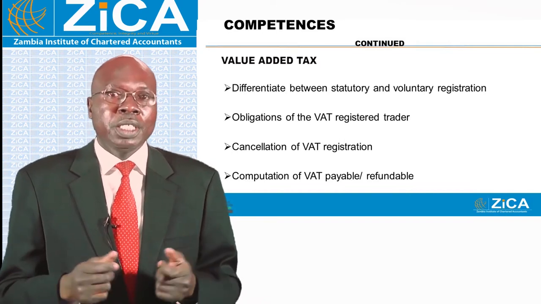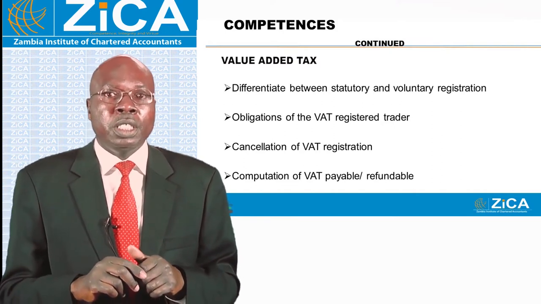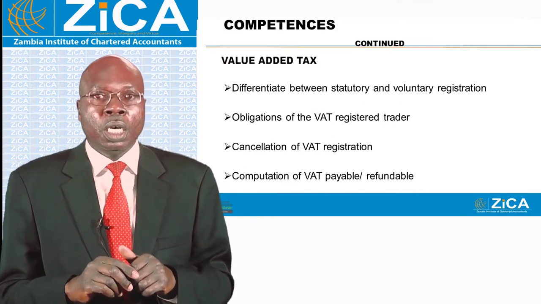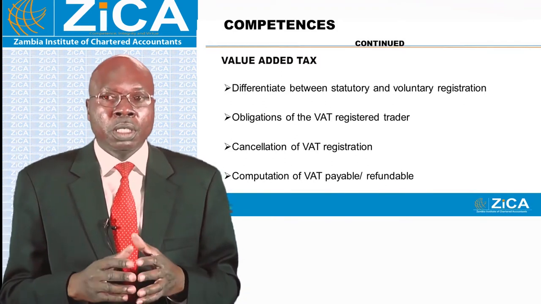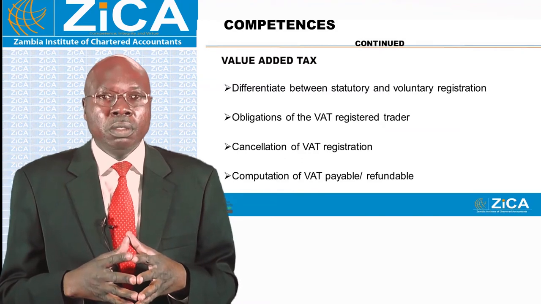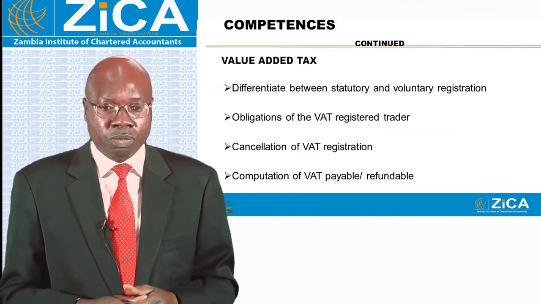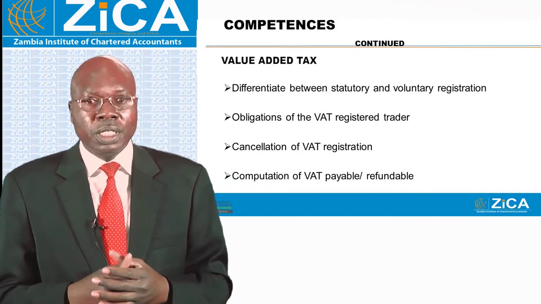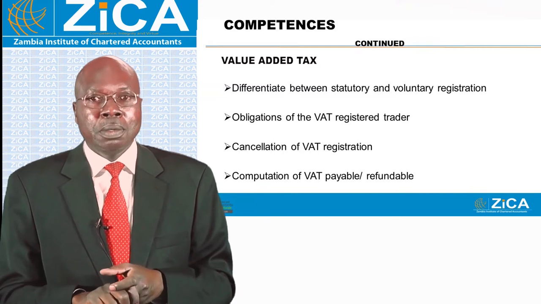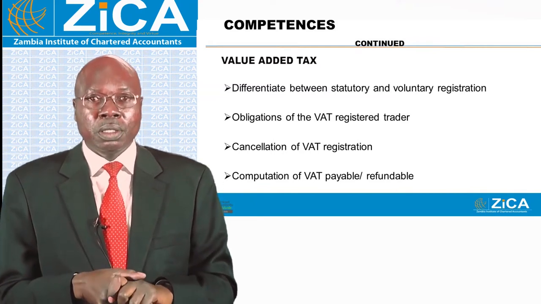But of course, for other businesses, it is the 16th, especially those that make supplies to the government, ministries and other departments. Those are the ones that are required to pay by the 16th of the following month. For instance, the VAT for this month is supposed to be submitted by the 18th of the next month.